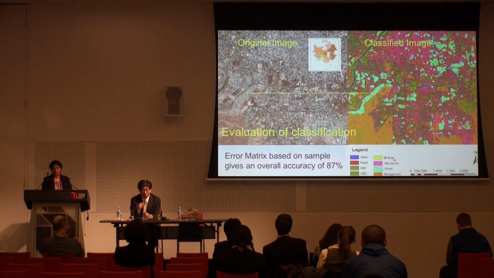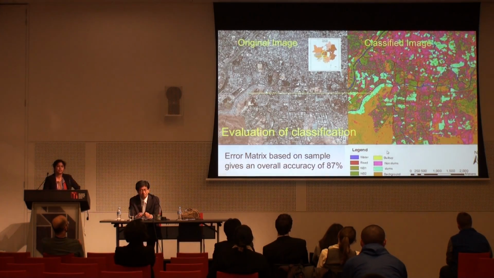And when you talk about accuracy assessment, it was done using ground-based sample measures. We compared them with the classified image, and it gave almost 87% accuracy. So you can see this is the Pune city map. This center part of the city has been taken for this assessment, and this is the original QuickBird image, and this is the classified image.